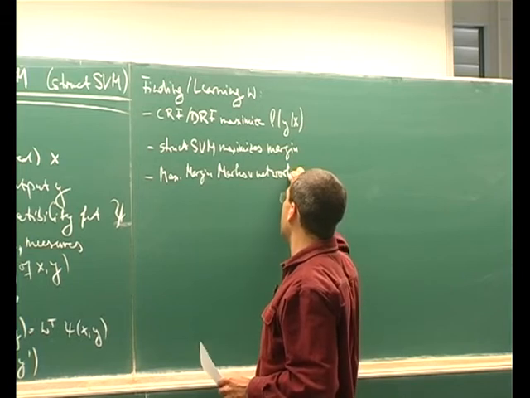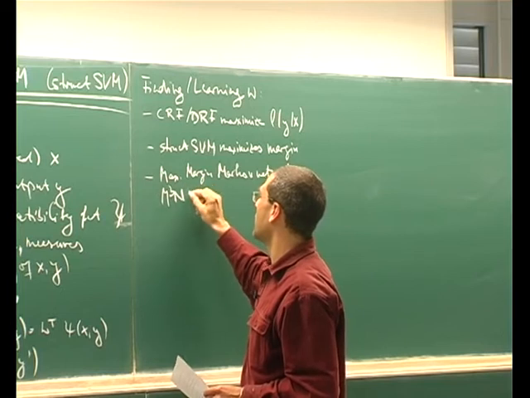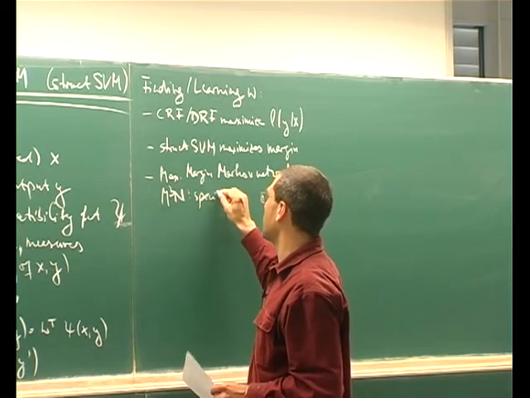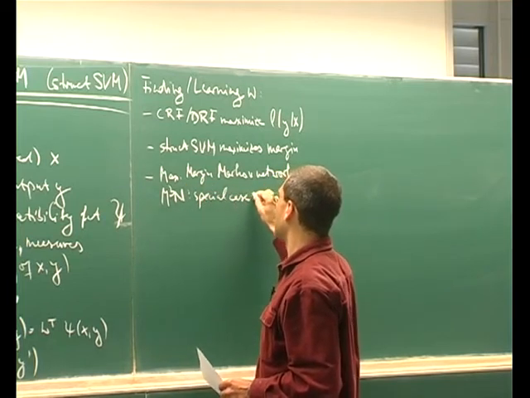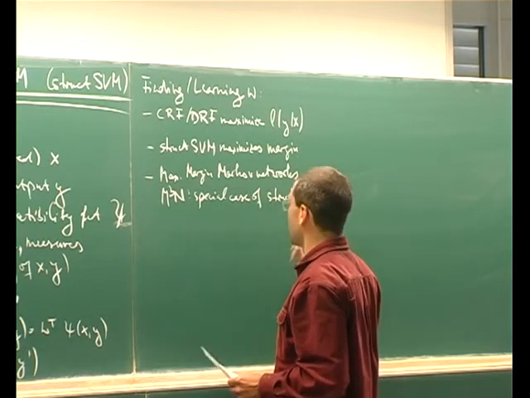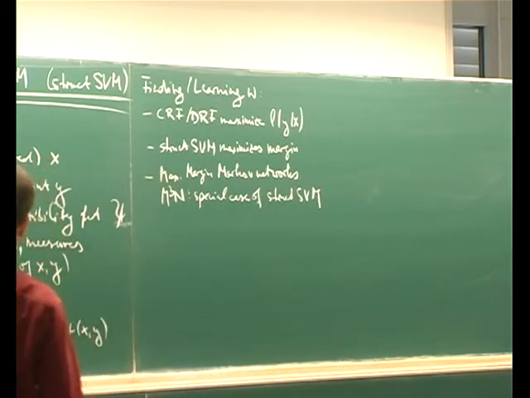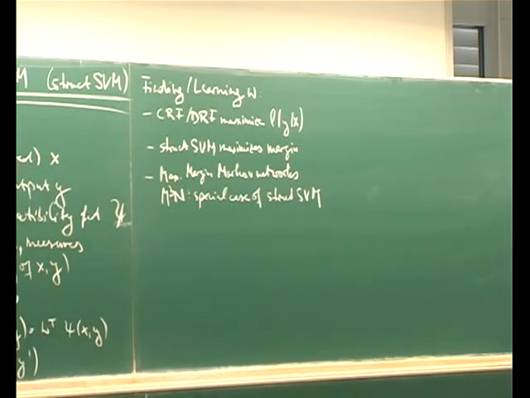And they are really a special case, so they are also abbreviated as M3N, and they are really a special case of the structSVM, where the discriminant function can be decomposed over the cliques of a graph.